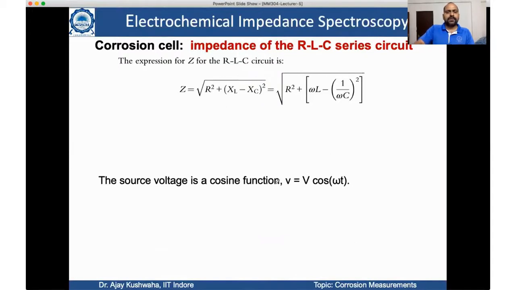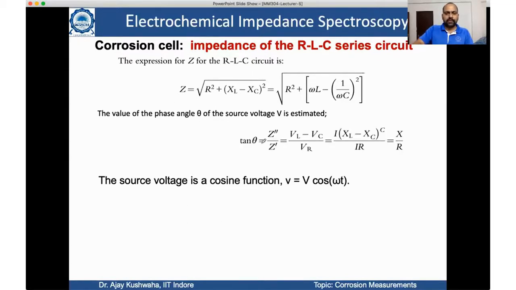Again, XL we know can be written as omega L, and XC can be written as 1 upon omega C. If you replace this value, you can get a further value of Z. The value of phase angle theta of the source voltage V can be estimated by the formula tan theta, which you already know, Z double dash by Z dash. So the VL minus VC component is the imaginary component and VR is the real component. So basically by using this value you can say X by R.